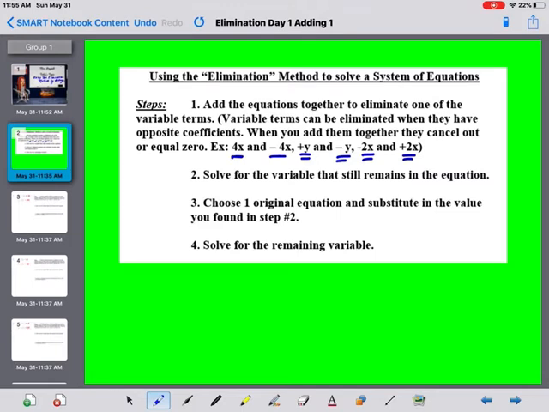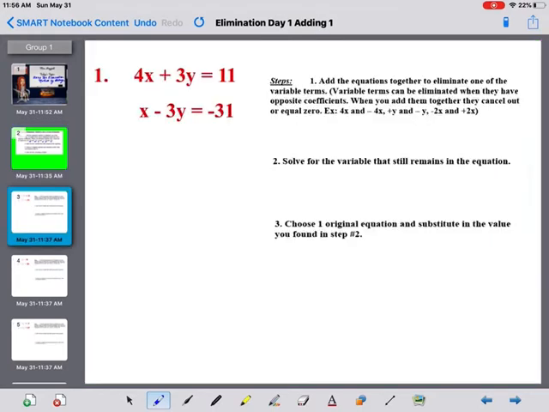Step number 2 is to solve for that variable that still remains in the equation, and we'll use inverse operations to do that. Step number 3, we're going to choose one of our original equations, and whatever value we found in step number 2, we're going to substitute that value in, and that's going to allow us to do step number 4, which is to solve for the remaining variable. So let's take a look and see what all of this means.